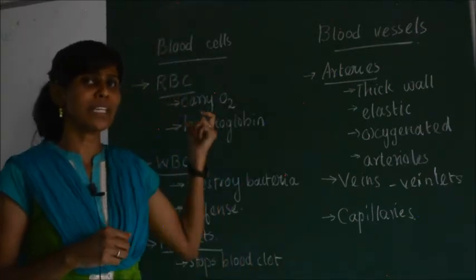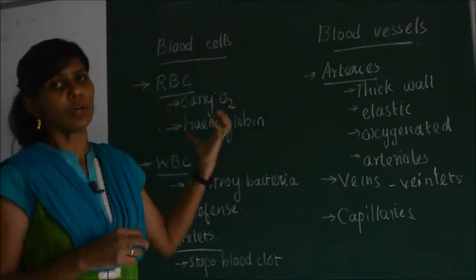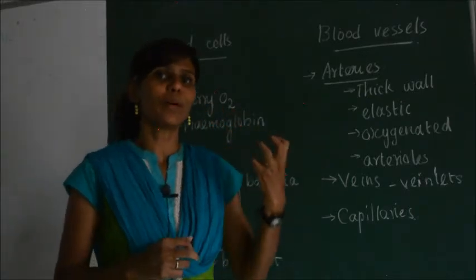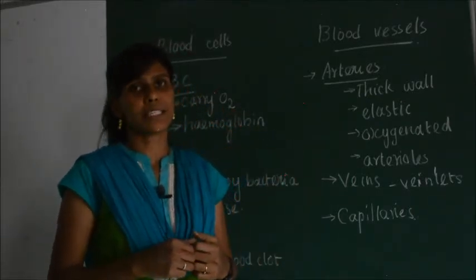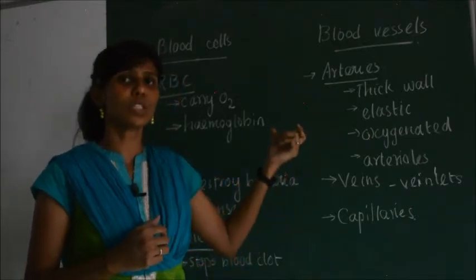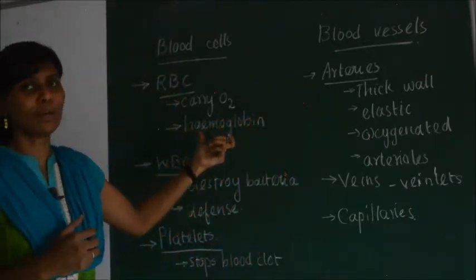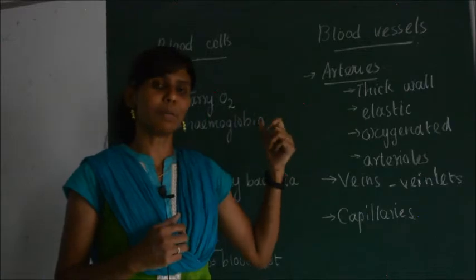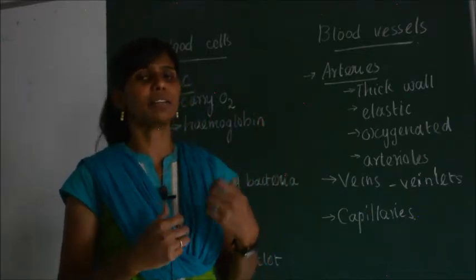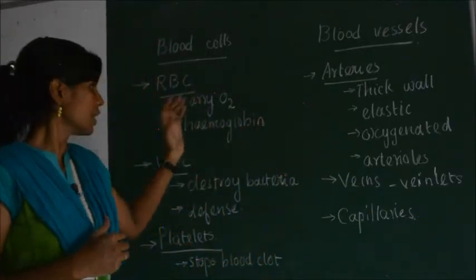What is the name of the pigment? Hemoglobin. And hemoglobin is responsible for the red color of the red blood cells. Red blood cells are red in color because of the presence of hemoglobin, which is the heme containing pigment. What is heme? Heme means iron. So iron containing pigment is hemoglobin.